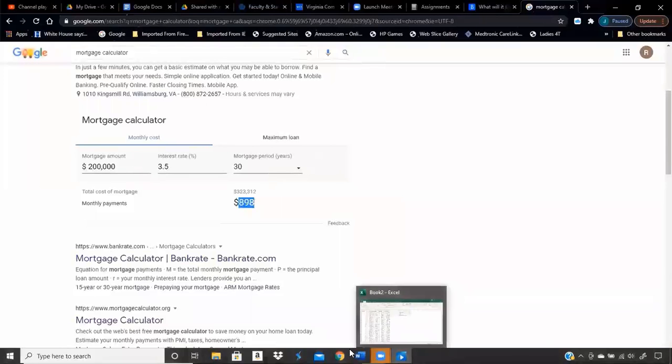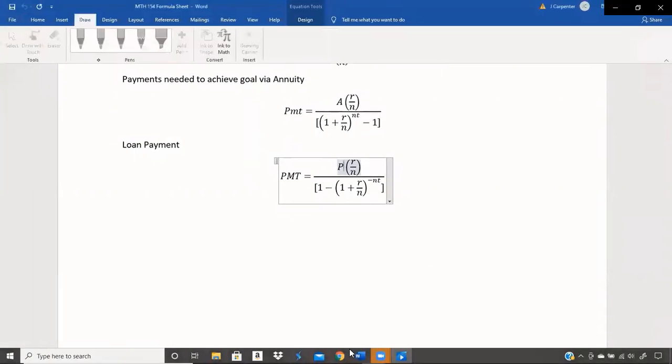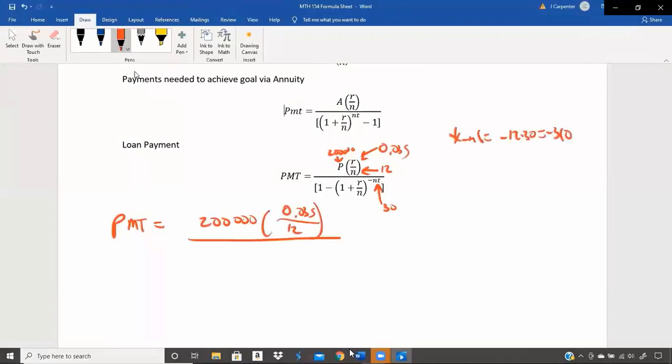If you use the formula sheet, I will show you that it confirms that. So our payment, oh no. All right. This is always fun. Oh, there we go. I've never seen that happen. I know I say that a lot, but it happens a lot. So again, the P here is the 200,000. The R is the 3.5%, which is 0.035. The N is 12, and the T is 30. Now that exponent, the negative NT, is negative 12 times 30, which is negative 360. So in the formula, we got 200,000 times 0.035 over 12, and all over bracket 1 minus parentheses 1 plus 0.035 over 12 raised to the negative 360. Please don't hit save. There we go.